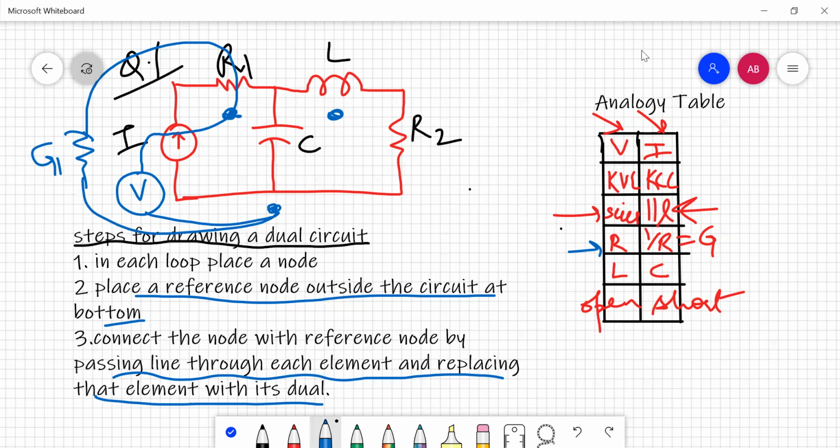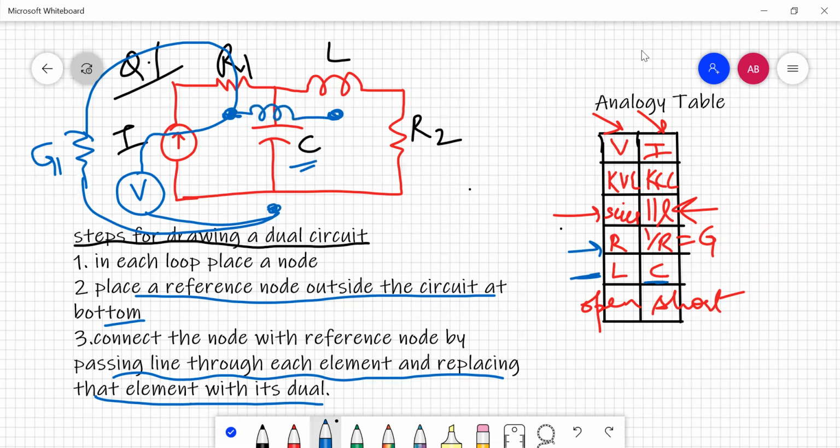Now you have to go for these two nodes, because these are the nodes that are joining the two loops. So now you have to pass through this capacitor, and the capacitor will be replaced by its counterpart, and that is the inductor.